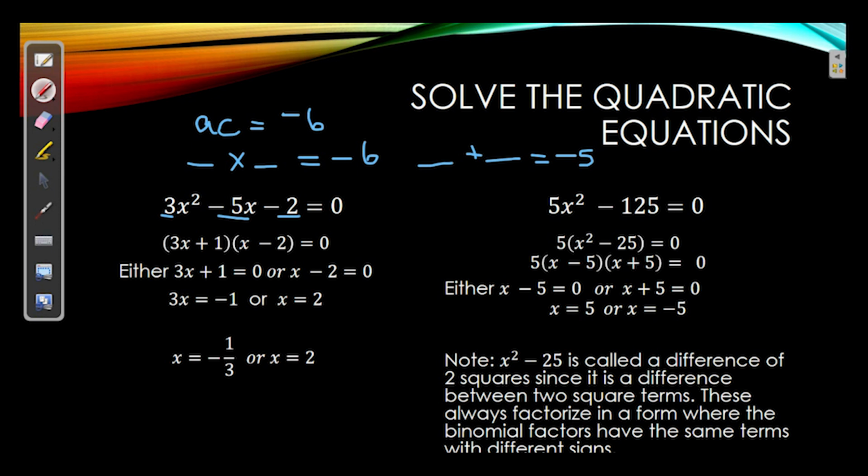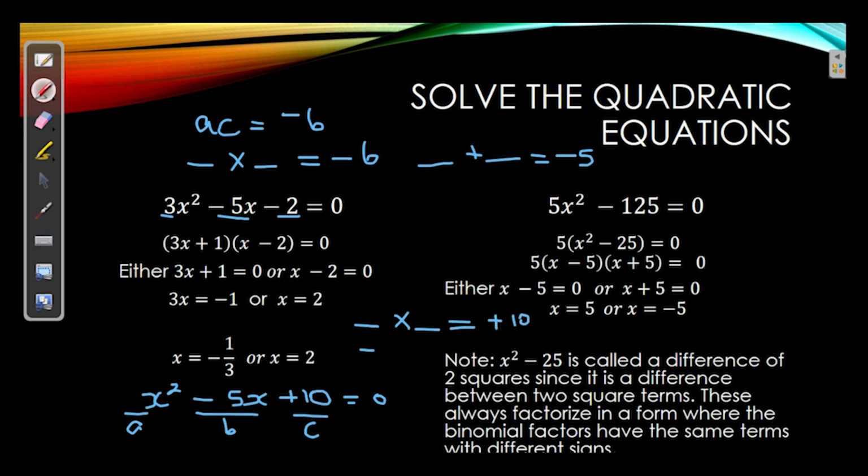So for example, let's just say I had a quadratic. Is it possible for us to solve this quadratic by factorization? Well, let's take a look at the coefficients and the constant. In this case, A is 1, B is -5, and C is positive 10. So if I find the product of A and C, I would get positive 10. Can we identify a pair of factors that we can use to get a product of positive 10, but at the same time give us a sum of -5?